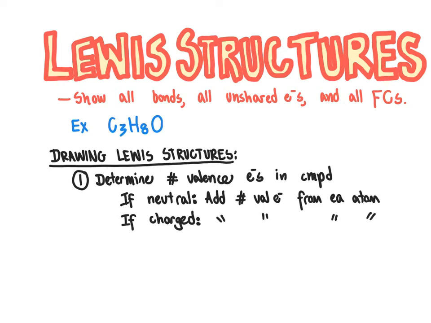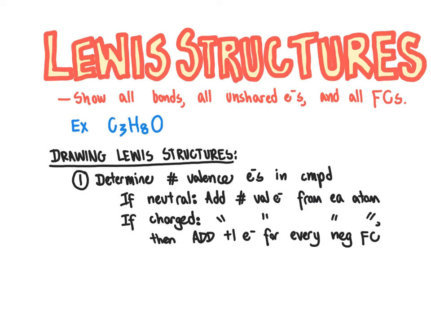So if the molecule is charged, first off, add the number of valence electrons from each atom. Then what you'll do is add +1 electron for every negative charge. So if the net charge is -2, that means you're going to add 2 extra electrons.